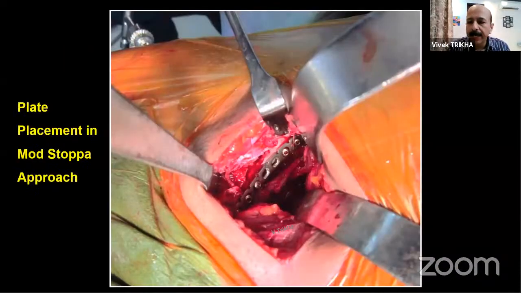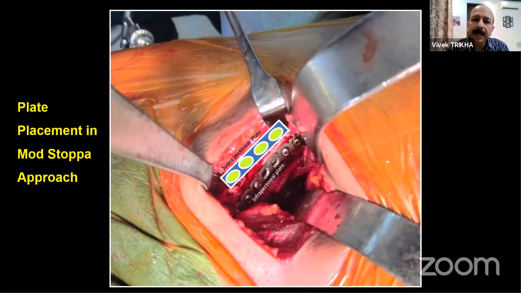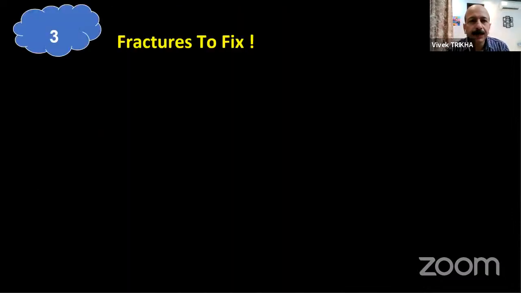As I said, the plate placements can be infrapectineal or suprapectineal, depending upon which fixation you require and which method you are using for the reduction and fixation.